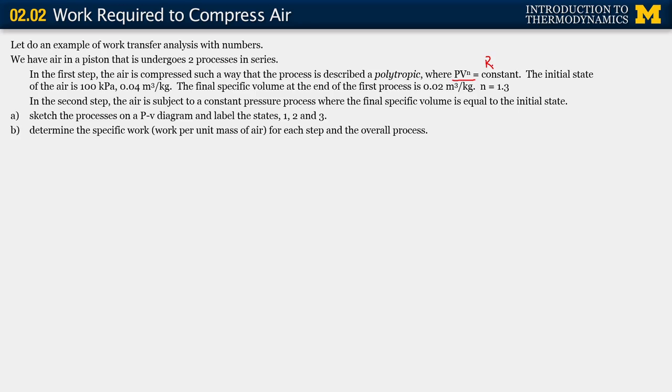In the second step, the air is subject to a constant pressure process. This is like the thought example we did in the last segment. So if we have a constant pressure process where the final specific volume is equal to the initial state, we have to determine, is that an expansion process or a compression process? So a lot of this is left unknown. A lot of this example is left unknown because I want you to think your way through it.